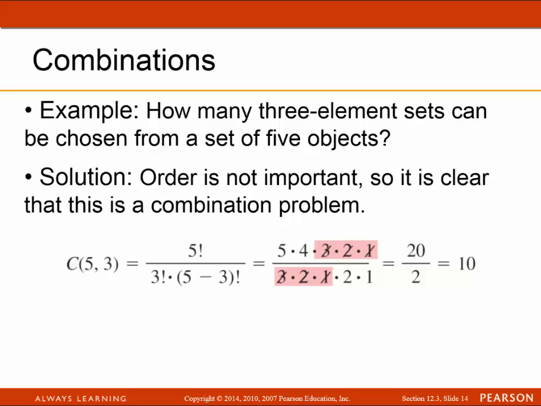So here's an example. How many 3-element sets can be chosen from a set of 5 objects? So in combinations order is not important, so it's clear that this is a combination problem. So the combination of 5 objects taken 3 at a time is equal to 5 factorial divided by 3 factorial times (5 minus 3) factorial. Again, the 3 factorials cancel out, so we end up with 5 times 4 as our numerator and then 2 times 1 as our denominator, which gives us an answer of 10.